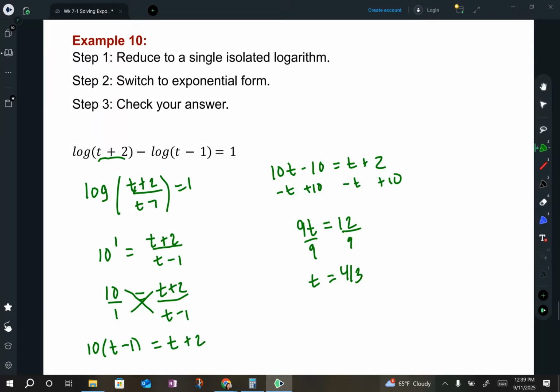This isn't a case where you would really want to write this as 1.3. That's not an exact solution. Our exact solution is 4/3. Let's go ahead and check this.